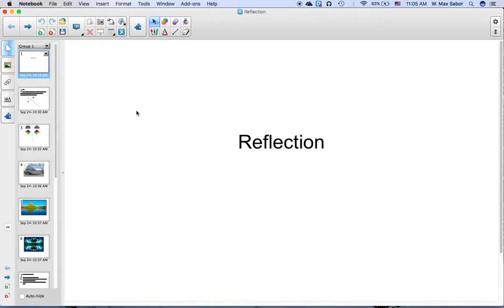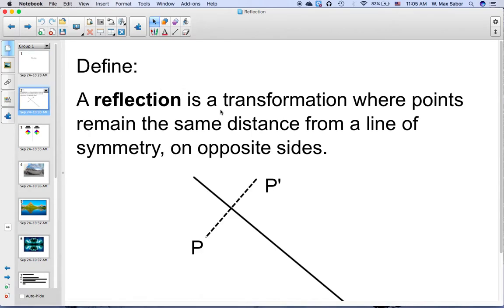Today we're going to talk about reflection, which is one of many transformations, and specifically reflection is a rigid motion or isometry. So the definition, please write this down. A reflection is a transformation where points remain the same distance from a line of symmetry on opposite sides.